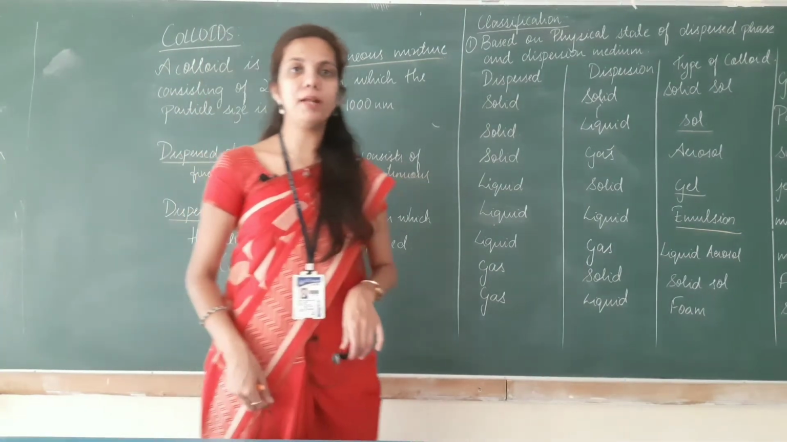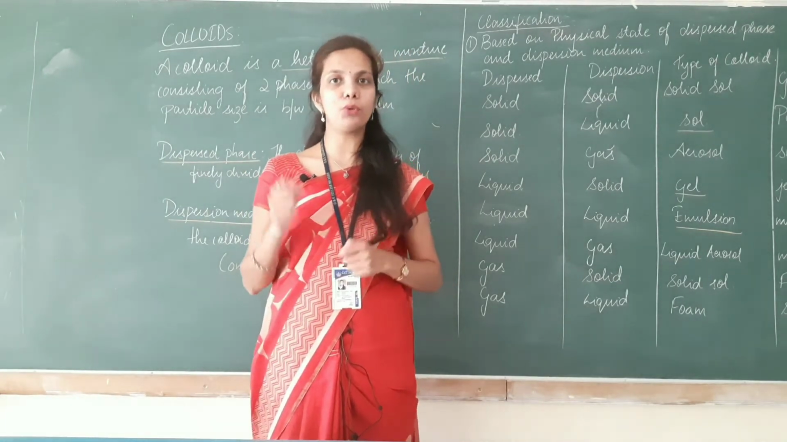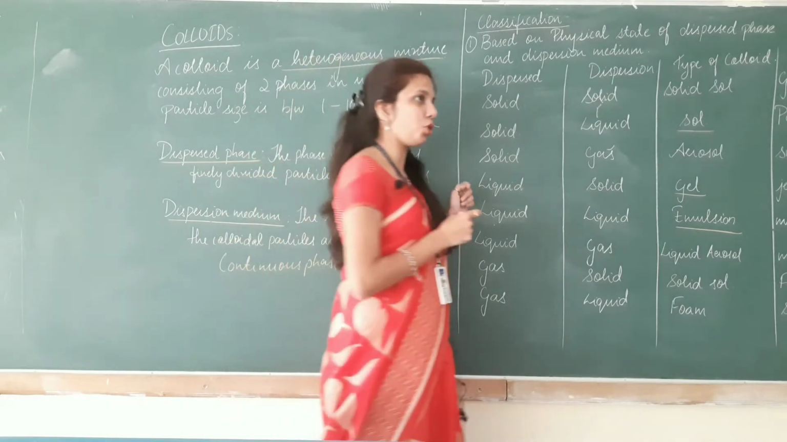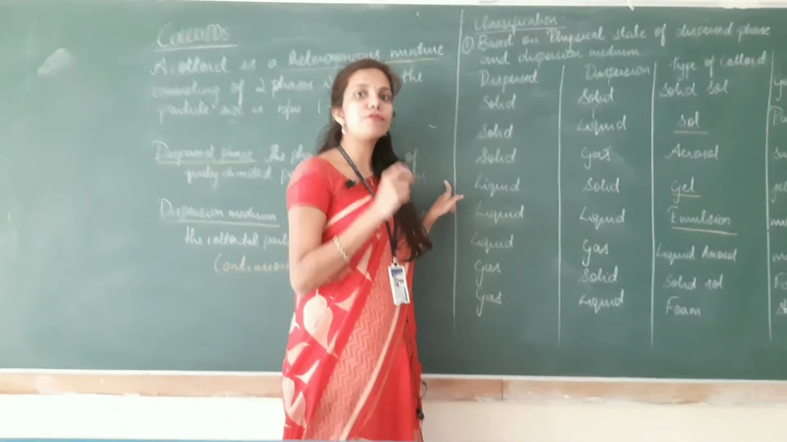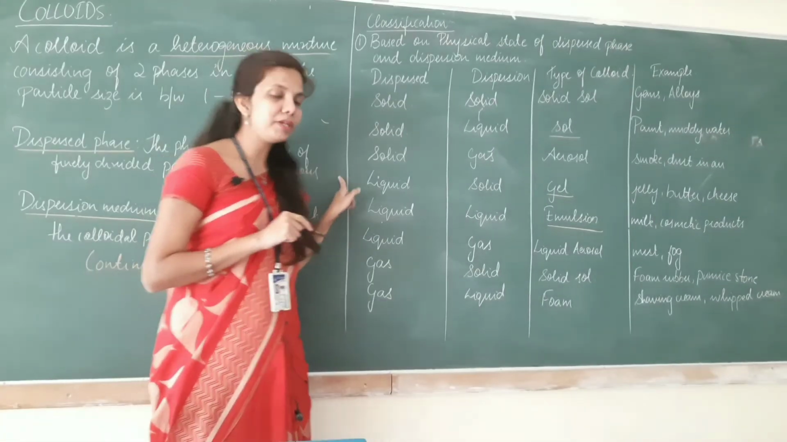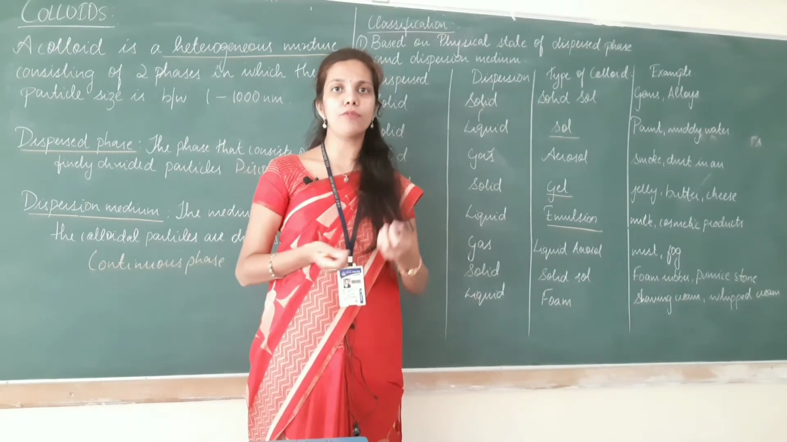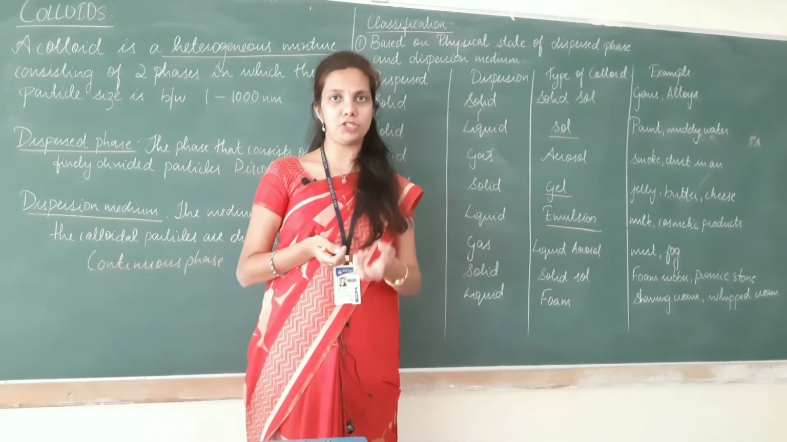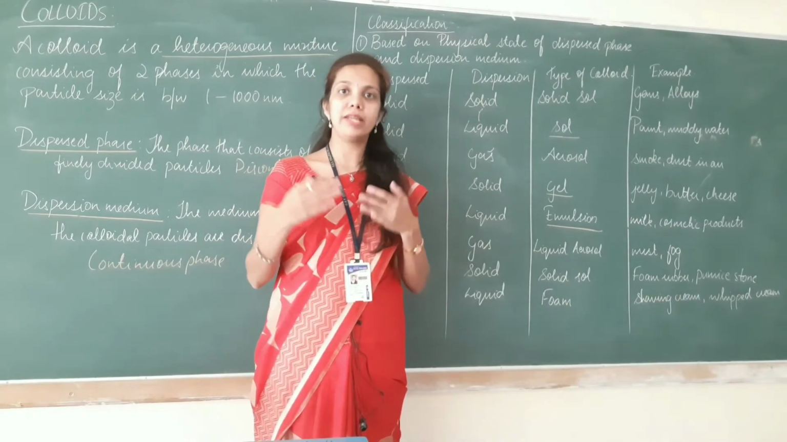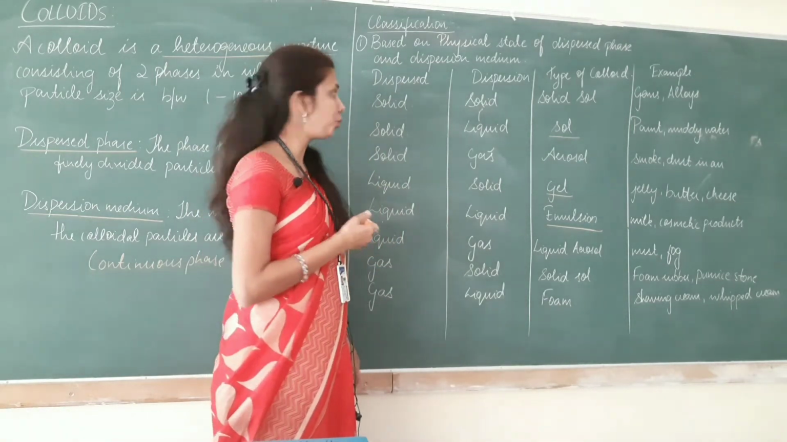Now these colloids are classified based on three types. We are going to study the first type, which is based on the physical state of the dispersed phase and dispersion medium. Depending upon the state of the dispersed phase and dispersion medium, that is, whether it is solid, liquid or gas, these colloids are divided into 8 types.